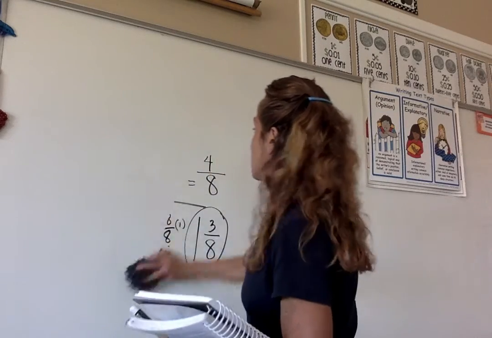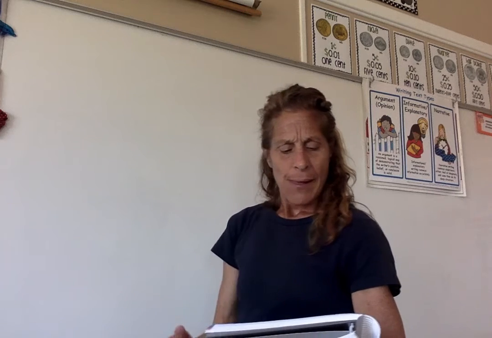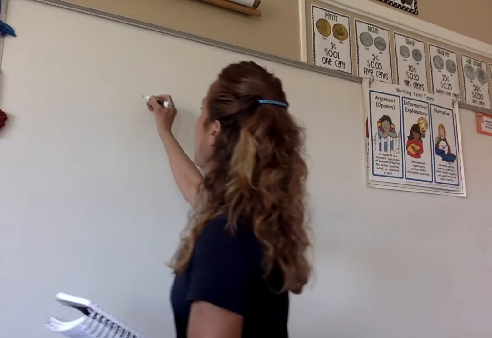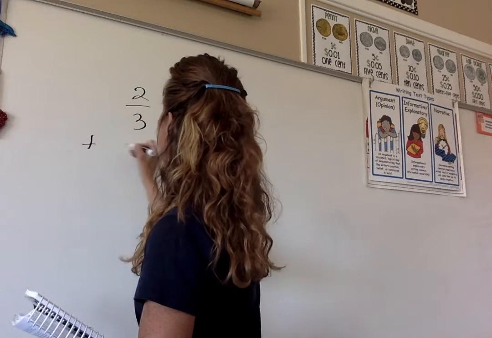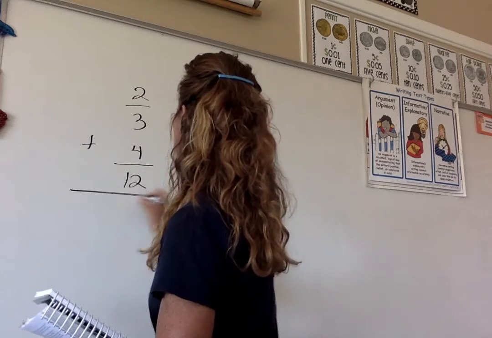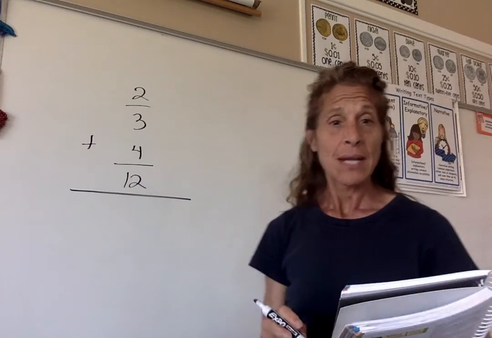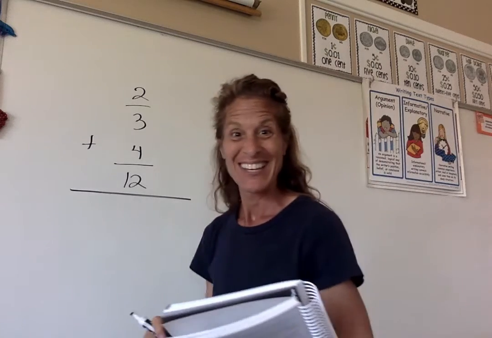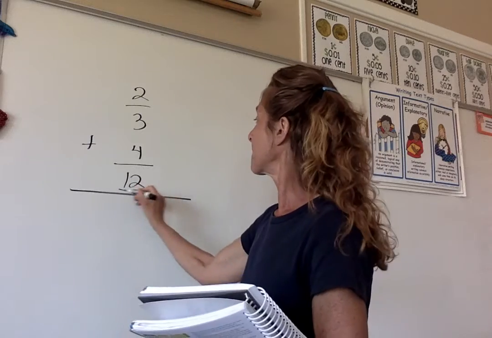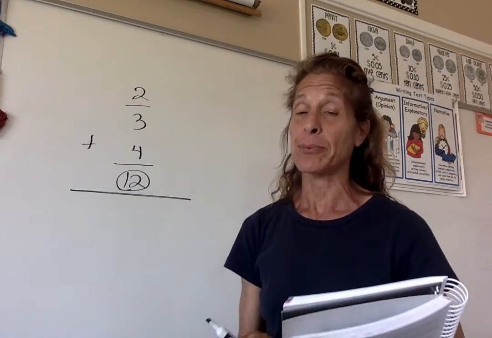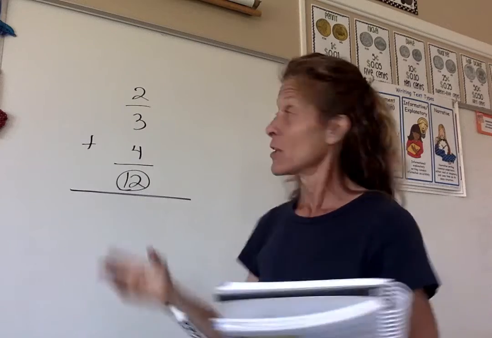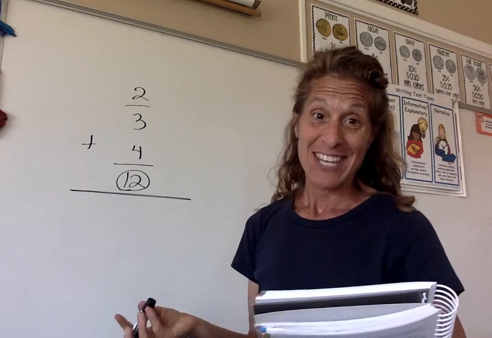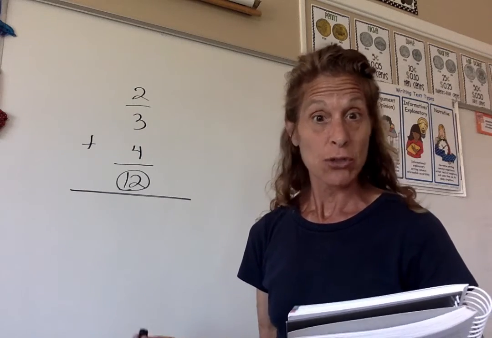All right, next one. Okay, 2/3 plus 4/12. We got this. 2/3 plus 4/12. Okay? I see my common denominator already. Do you? Okay, I bet you do. We're going to keep this 12. Okay? Because I know that 3 times 4 equals 12. So 3 can fit into 12. Perfect. So I just gave you the answer. I was going to say, what times 3 equals 12? I just told you, 4.